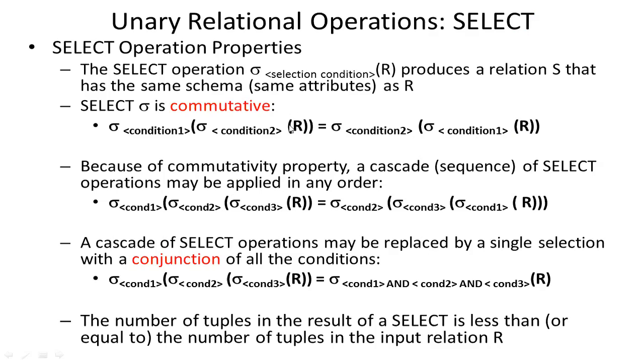First, condition 2 will be performed on the given relation R, and then you will be getting some set of results based on the condition. There will be filtering and you will be getting a certain number of tuples or records from the relation R. For example, if you have 100 records in the relation R, and based on condition 2 you are able to get only 50 records, that will be your result. Then again, on the 50 selected records, you are performing condition 1.